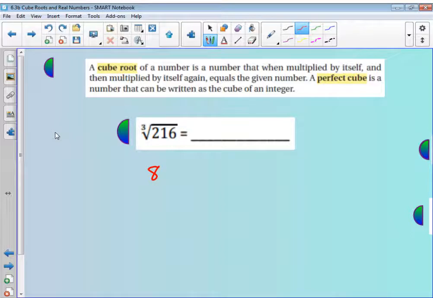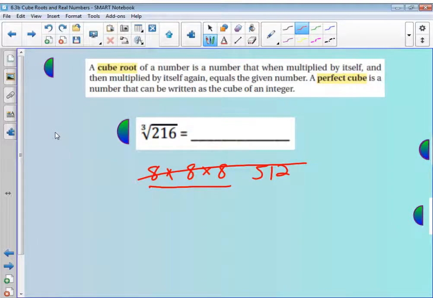Not that you have to do this longhand. You can take your calculator out, but pay very close attention to when you're punching this in, that you are punching in what you're seeing here on the screen. Don't punch the multiplication sign 3 times, because that's where people tend to make their mistakes. So I'm going to do 8 times 8 times 8. That gives me 512. That's way too big. So it can't be 8.